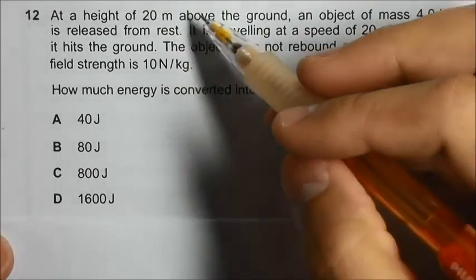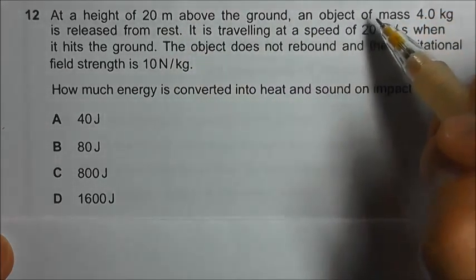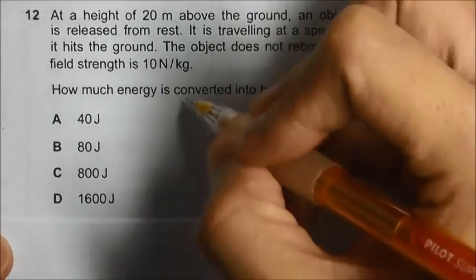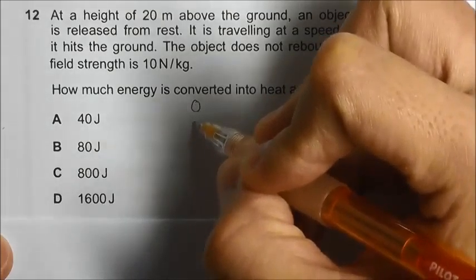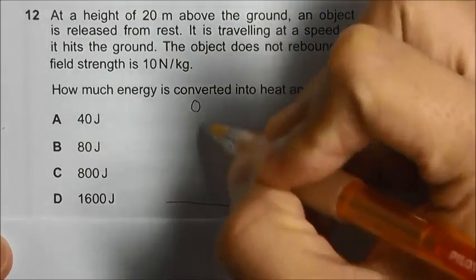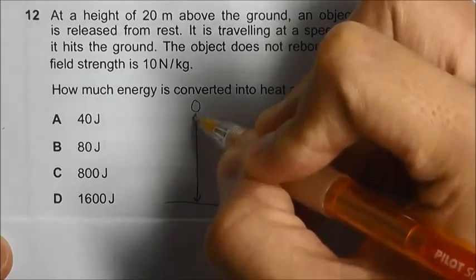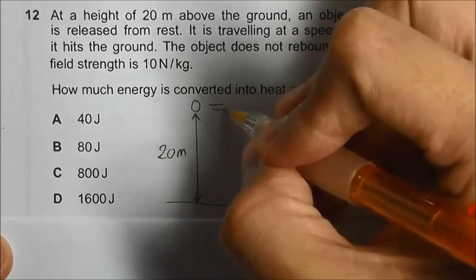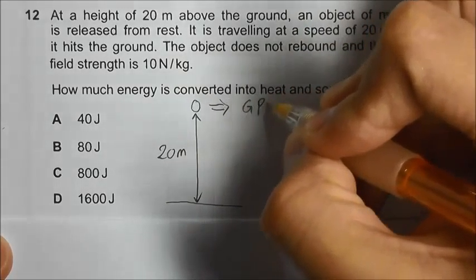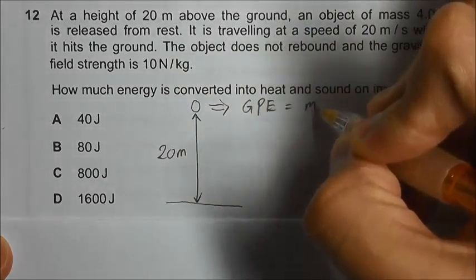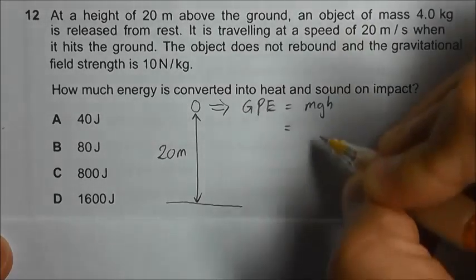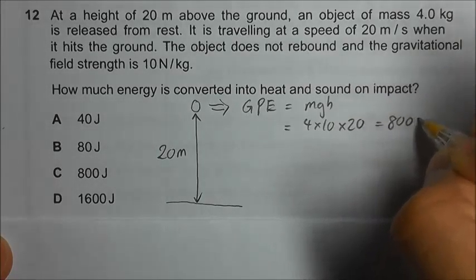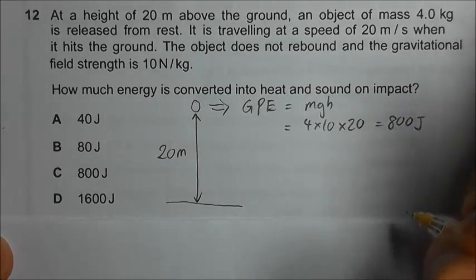At a height of 20 meters above the ground, an object of mass 4 kg is released from rest. So let us represent it with a diagram. So at the beginning, it has gravitational potential energy equal to mgh. That will be 4 times 10 times 20. We have 800 joules of gravitational potential energy.